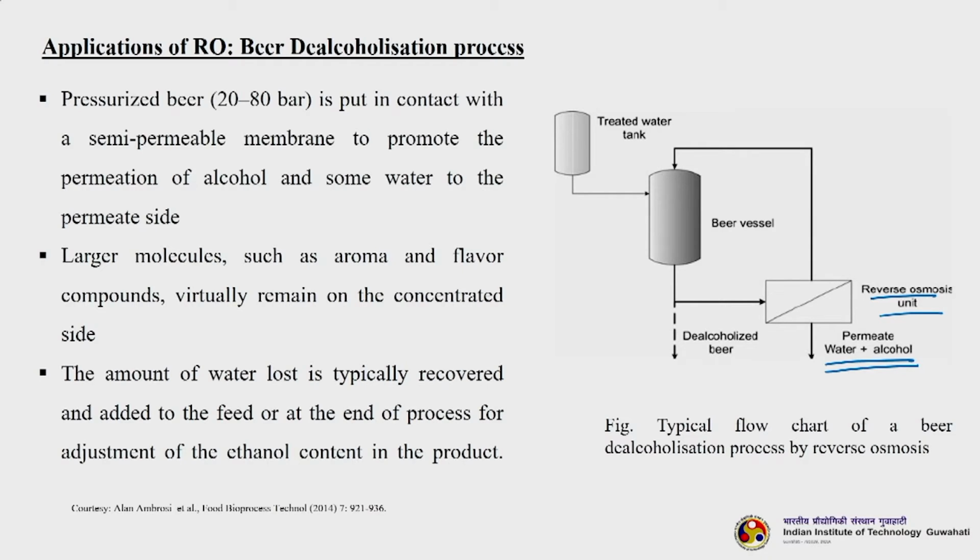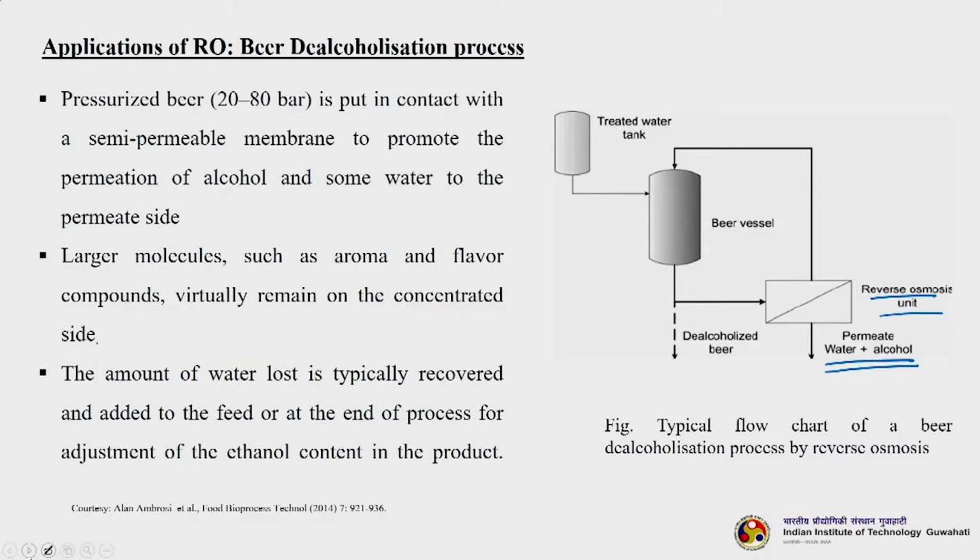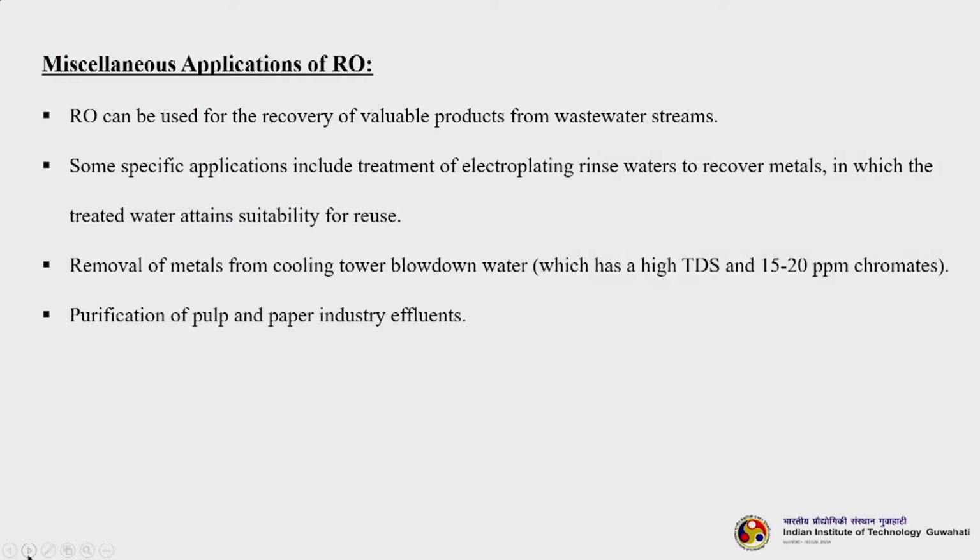Larger molecules such as aroma and flavor compounds virtually remain on the concentrated side. The amount of water lost is typically recovered and added to the feed, or added at the end of the process to adjust the ethanol content in the product. How much alcohol percentage is required, you can prefix it. Accordingly, you can go for a one stage, two stage, or even multi stage process to achieve that, thereby retaining the flavor and the taste of the beer.